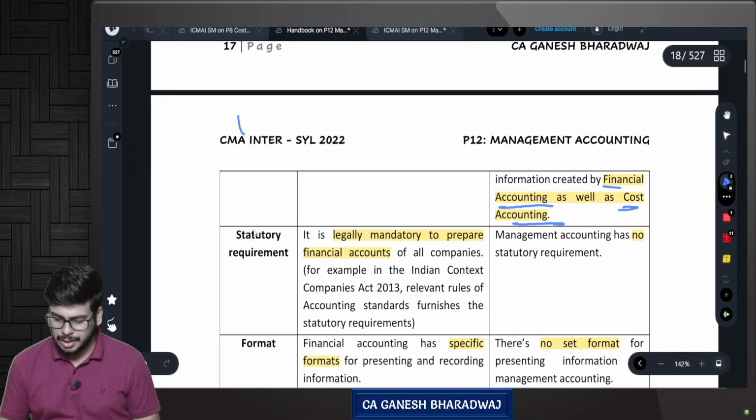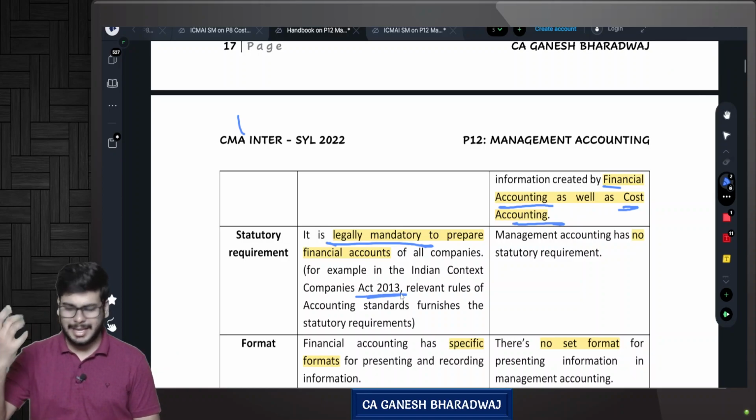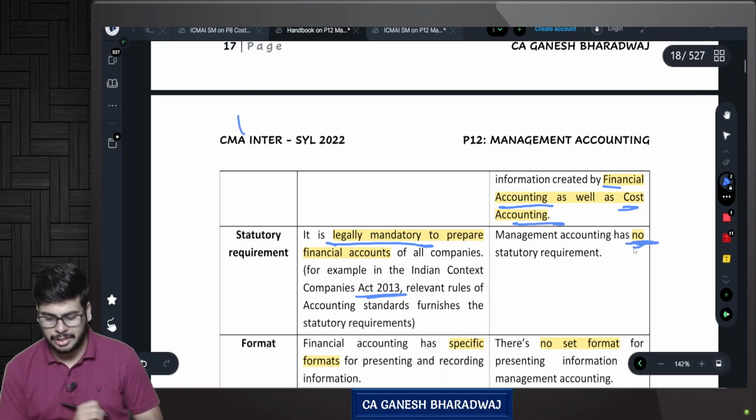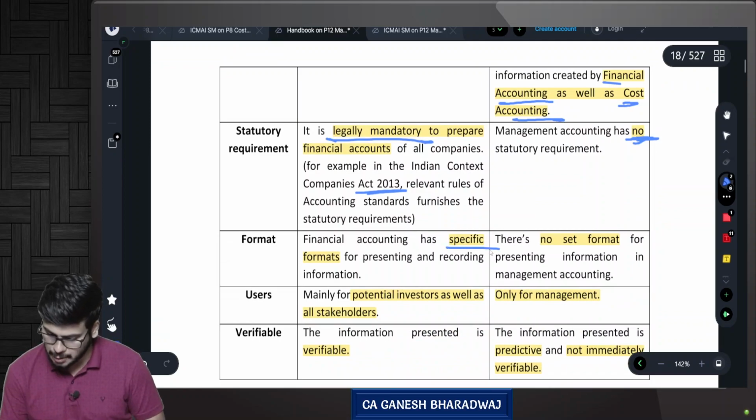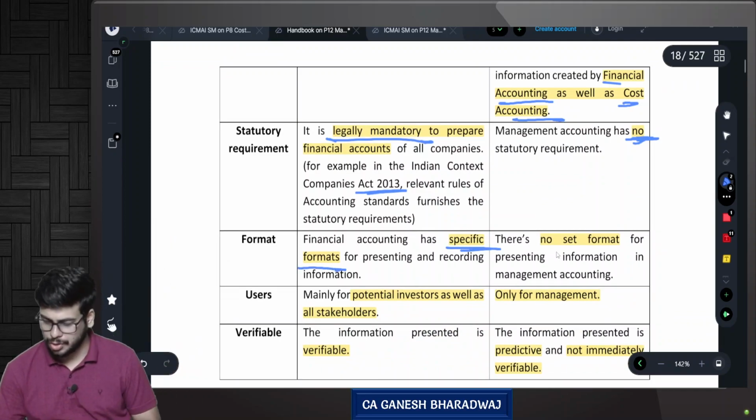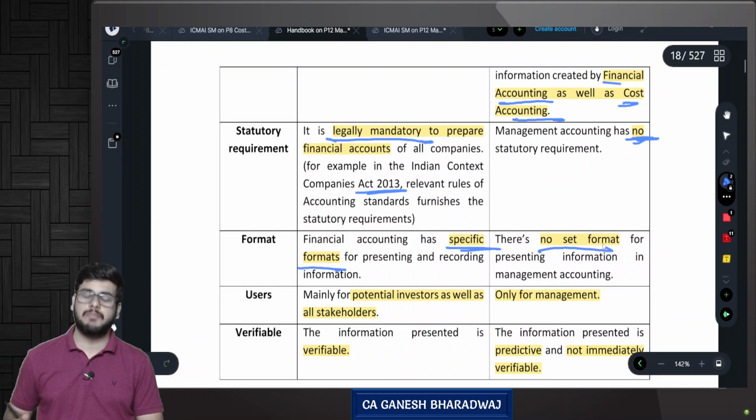Fine. Statutory requirement: financial accounting is legally mandatory. Of course, in the Indian context, it's going to be the Companies Act and the relevant rules and accounting standards. Whereas in the case of management accounting, there is no statutory requirement. Format: yes, specific formats are prescribed in financial accounting. No set formats are there in management accounting.